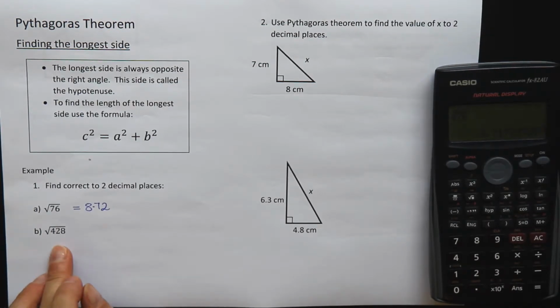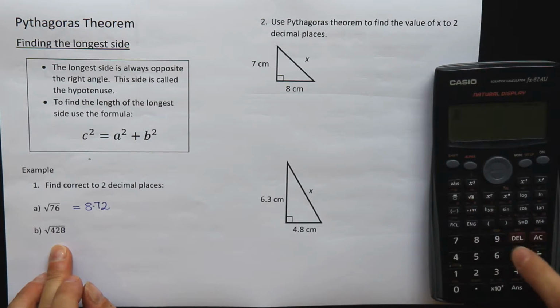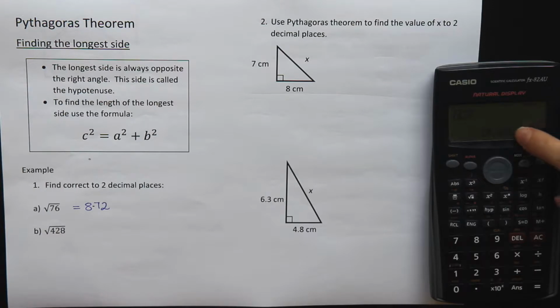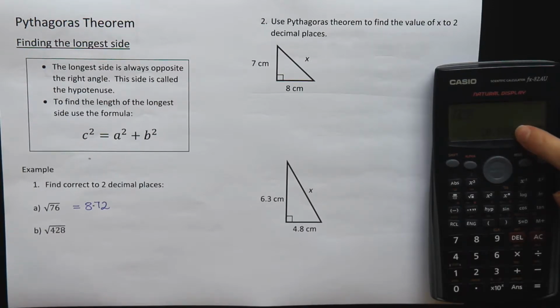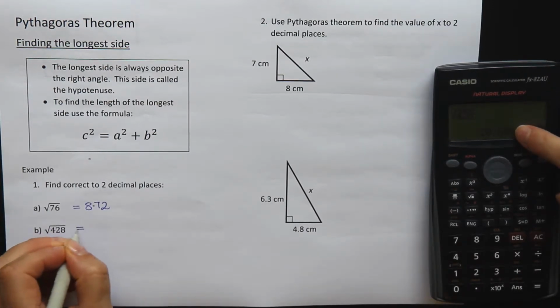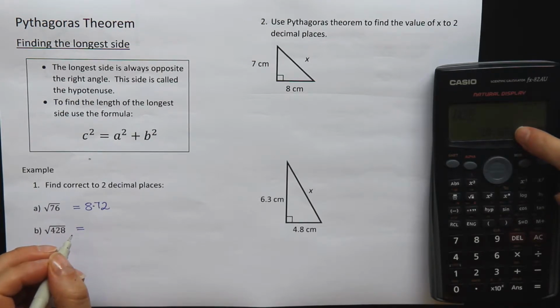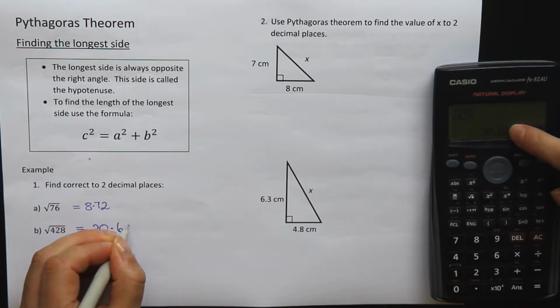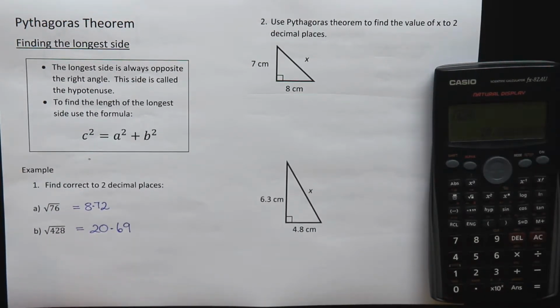Let's try that again for the second one. Type in the square root of 428 equals. Okay, the 6 is the first decimal place, the 8 is the second decimal place. I want to cut it off after that, so I look at the next number. Again, because it is above 5, I will need to round this up to be a 9. 20.69 would be my answer to 2 decimal places.